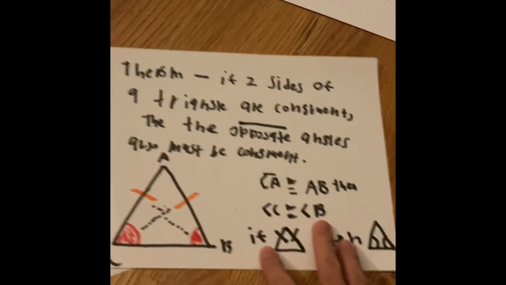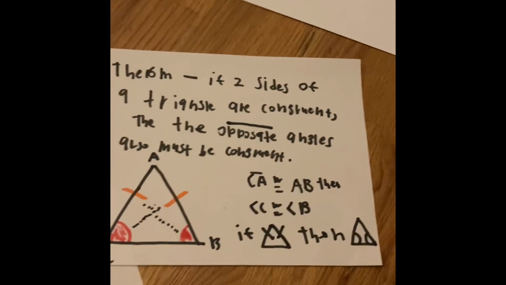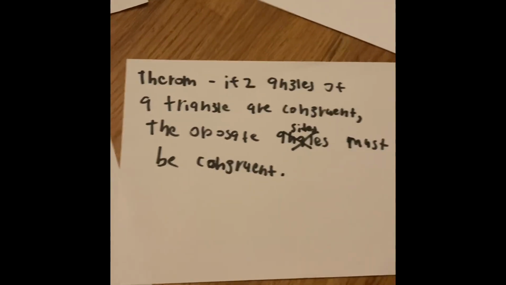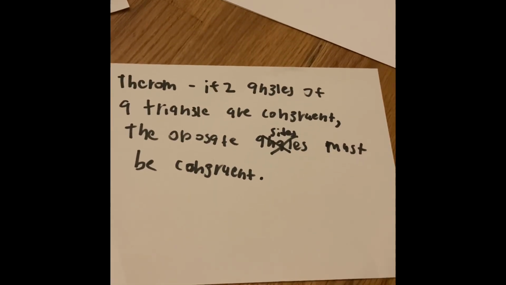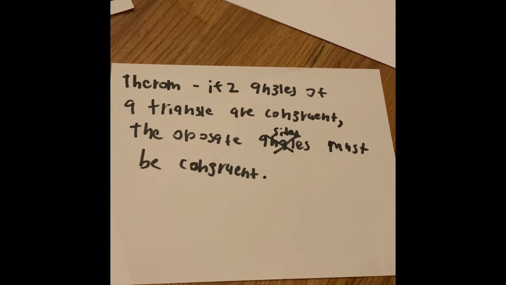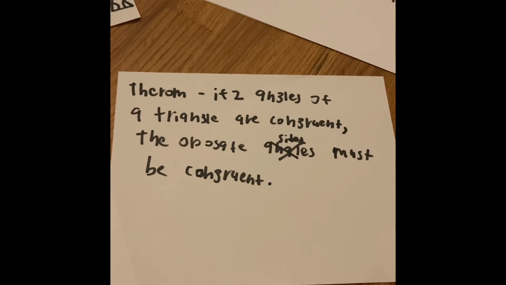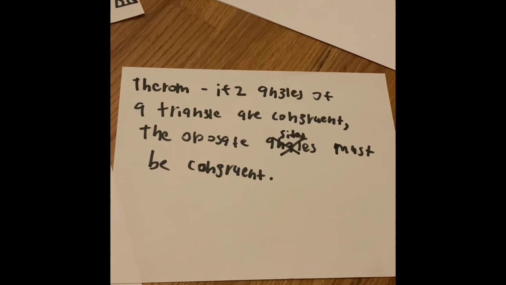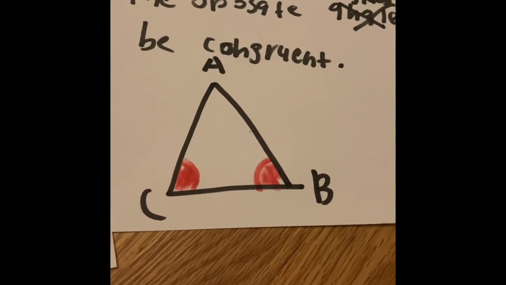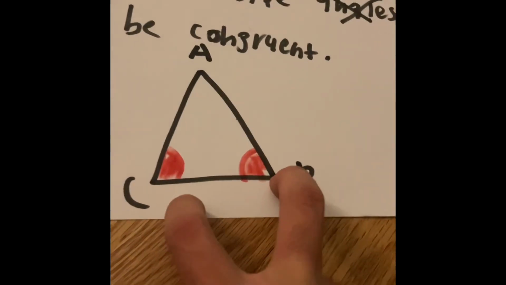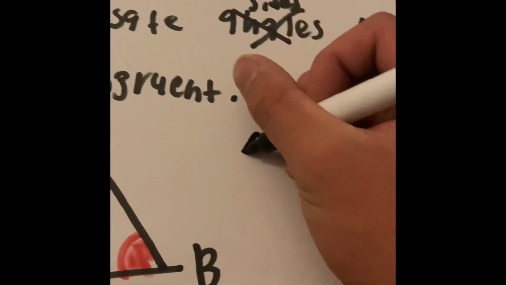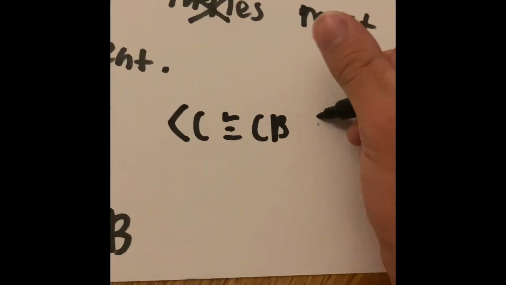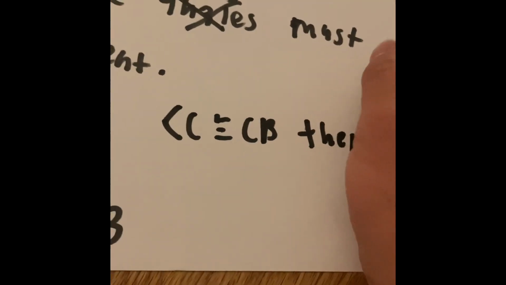However, there is something similar to this, but instead of saying sides, we now say angles first. So theorem number 2. If two angles of a triangle are congruent, the opposite sides also must be congruent. Here's an example. So here's what looks like a triangle. We have two angles. We have angle C is going to be congruent with angle B.